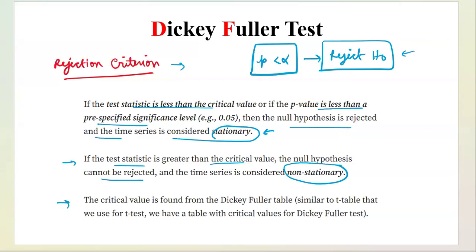And the critical value is found using the Dickey Fuller table. I have mentioned some time back that Dickey Fuller is a separate table that you find, similar to the t table that we use for the t-test, and we have a table with critical values for the Dickey Fuller test as well.